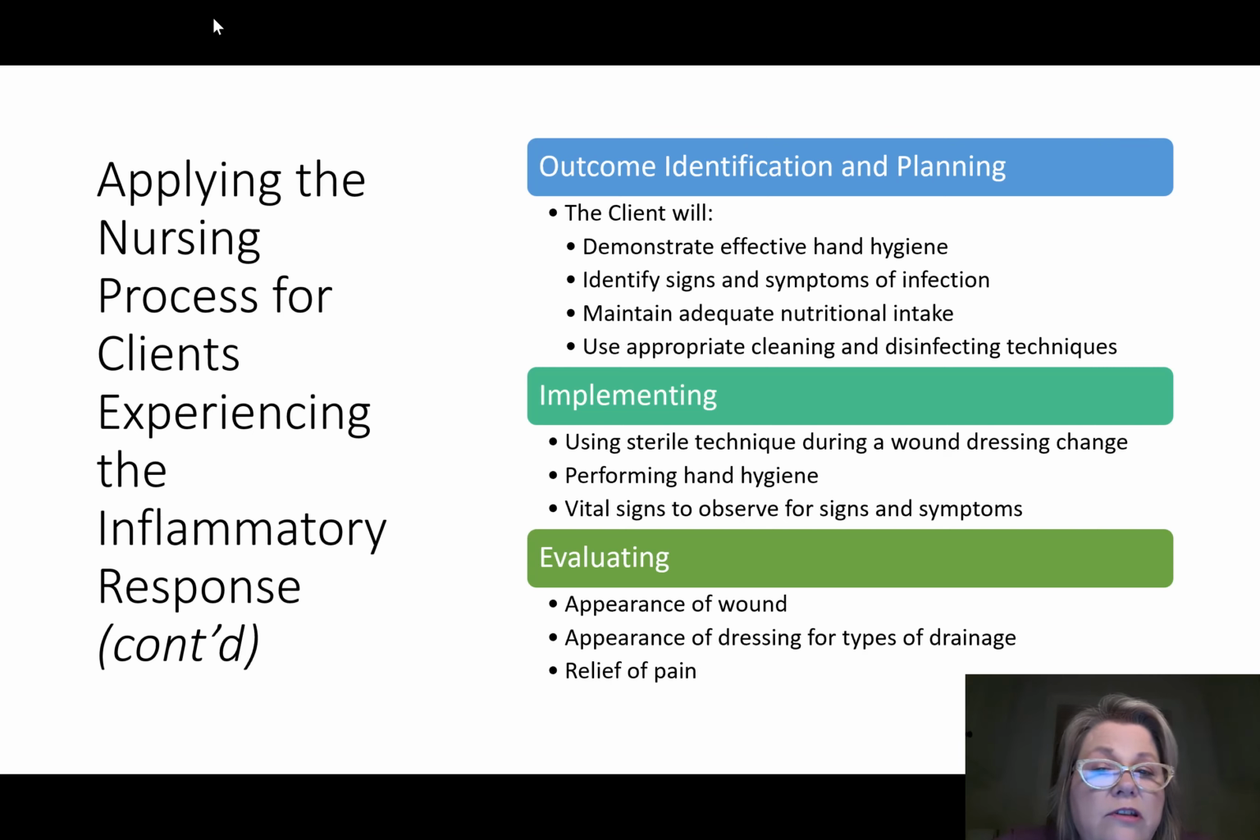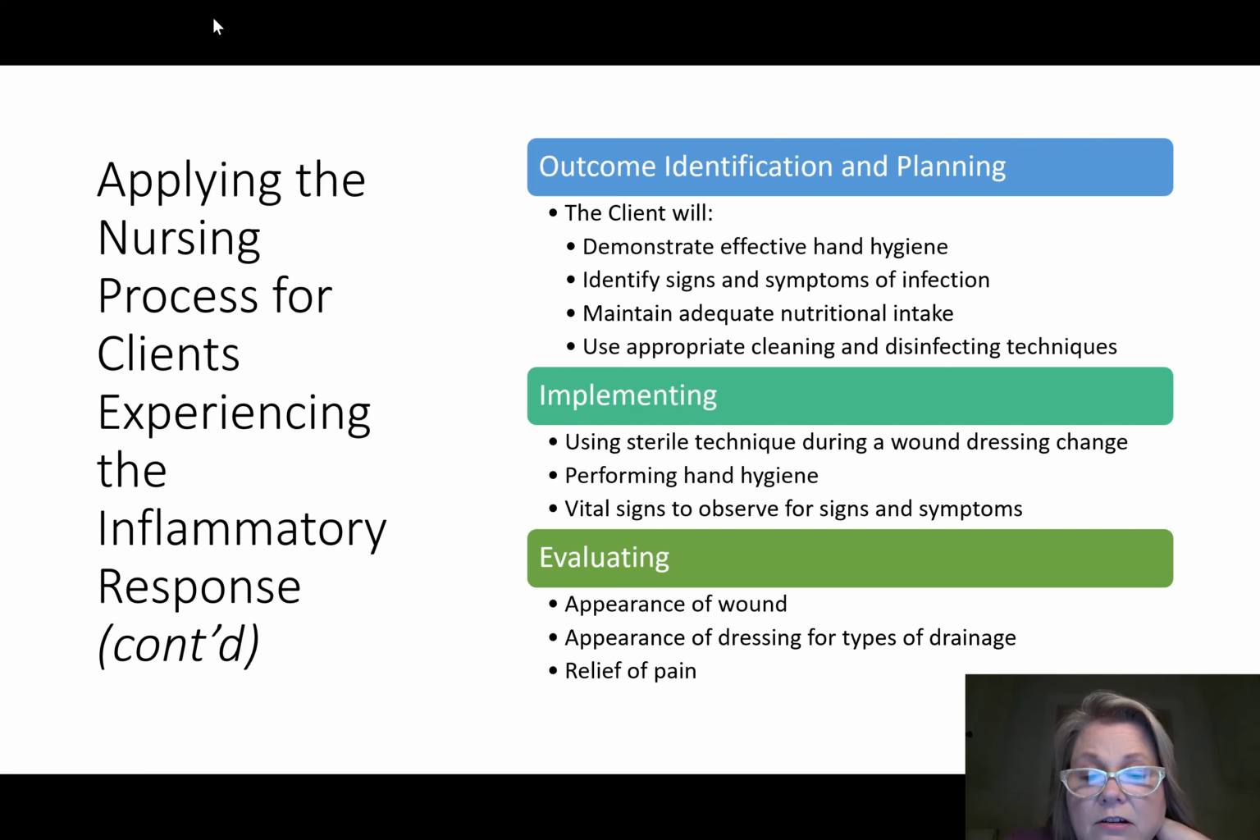Outcome. These are the things that you want to plan for. You want to say that the client will demonstrate effective hand hygiene. The client will identify signs and symptoms of infection. Maintain adequate nutritional intake. Use appropriate cleaning and disinfecting techniques. Under the nursing process, we would use sterile technique during the wound dressing change. And again, you'll learn how to do that in second semester. Definitely the number one thing to help that patient is to perform your hand hygiene. Take your vital signs to observe for signs and symptoms.